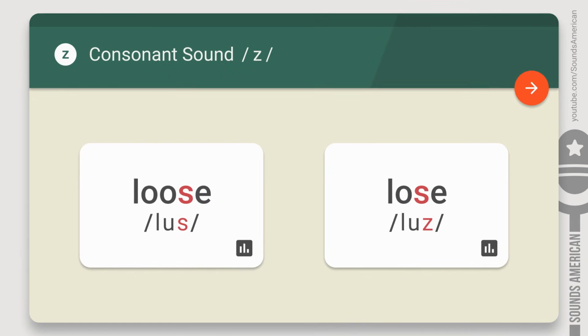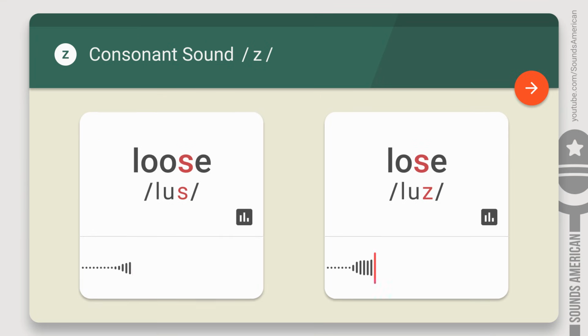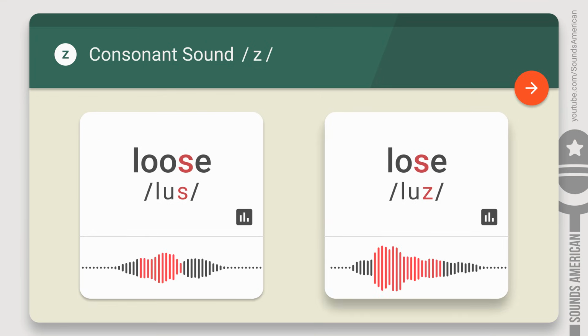By the way, don't forget to lengthen the vowel before the z sound. The z is a voiced consonant, so the vowel sound before the z is typically longer than before its voiceless counterpart, the consonant sound s.